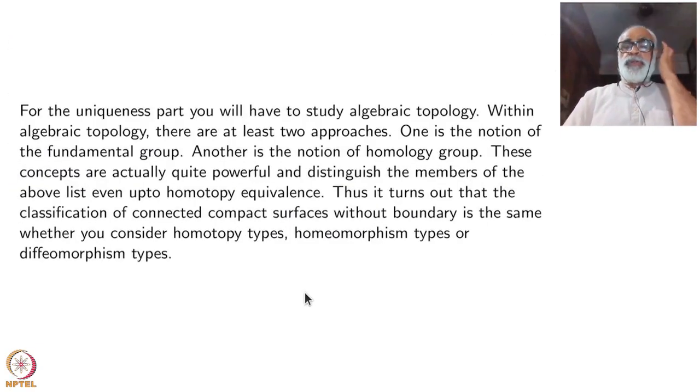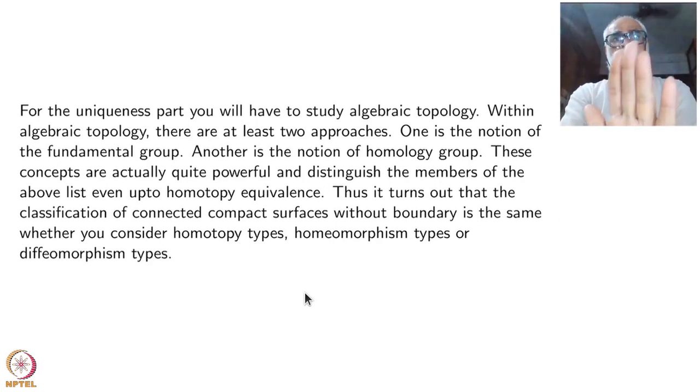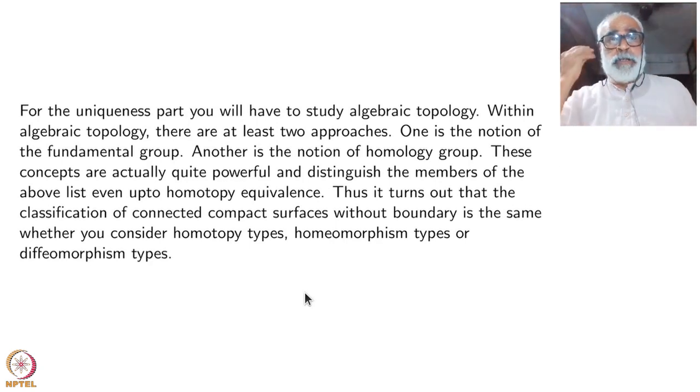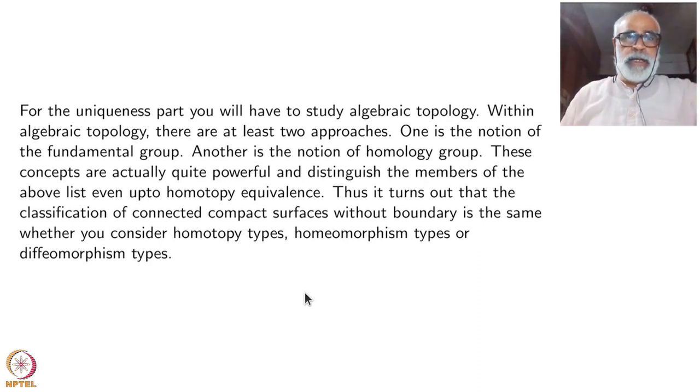Okay. Now comes the uniqueness part. I will tell you a few things. The uniqueness part cannot be proved by pure point set topology. It is not like classifying the one-dimensional manifolds, which we have done with just point set topology. You have to bring some tools from algebraic topology. You have to bring some invariants. You may use something like very heavy machinery, like complex analysis, not elementary complex analysis again.